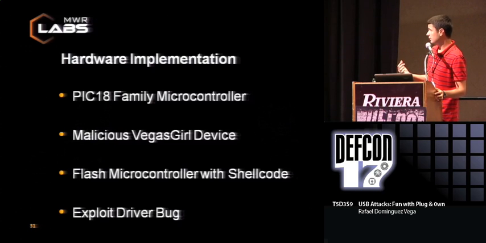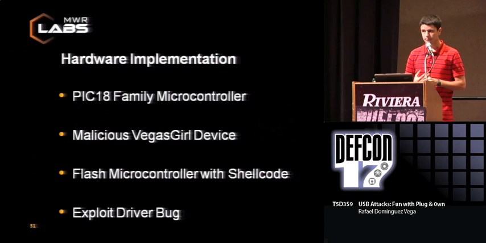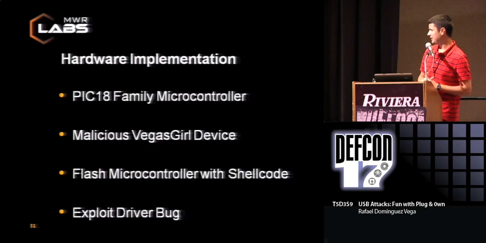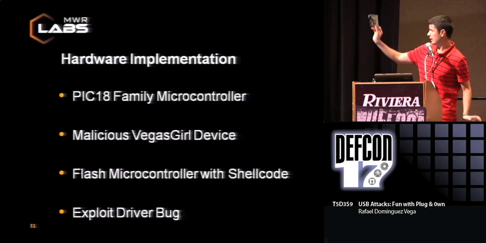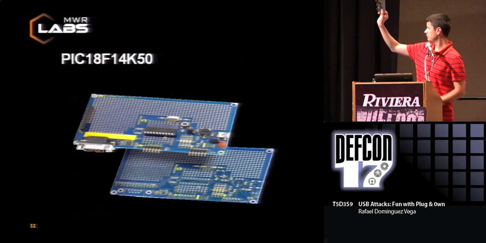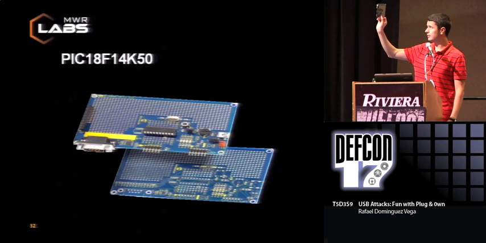So what I did, I implemented this exploit in a hardware device, and I used a PIC18 family microcontroller, which is relatively easy to program, and there are a lot of guides out there to do this. I implemented the malicious Vegas Girl device. I flashed the microcontroller with the shellcode in order to exploit the device driver. And the device, my little baby, looks something like this, which I will show here, which is a PIC18F14K50.